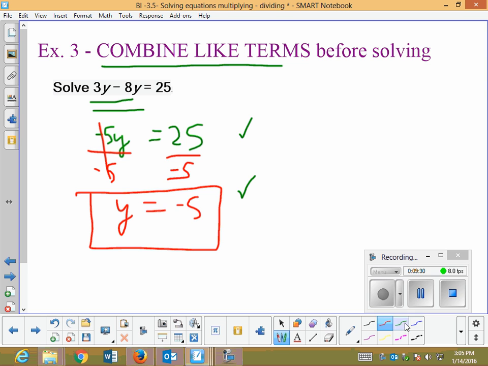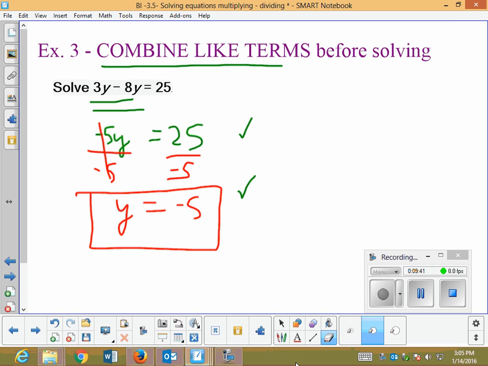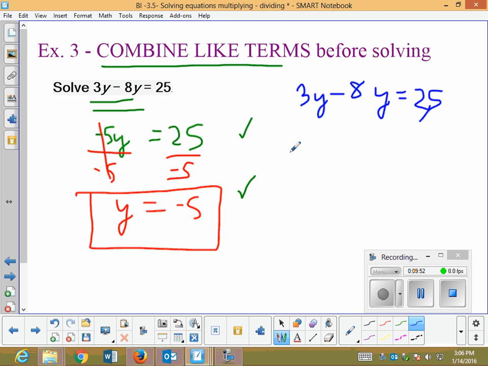Now, again, to check to see if your answer is correct, write down the problem again. 3y. Oops, I don't like that. Let me redo that. So we have 3y. We're just copying down the problem. 3y minus 8y equals 25. What was our y? Our y was negative 5, so 3 times negative 5 minus 8 times negative 5. And what answer should we have on this side of the equal sign? 25. Why? Because the top was 25. Okay, so let's see if it's 25.